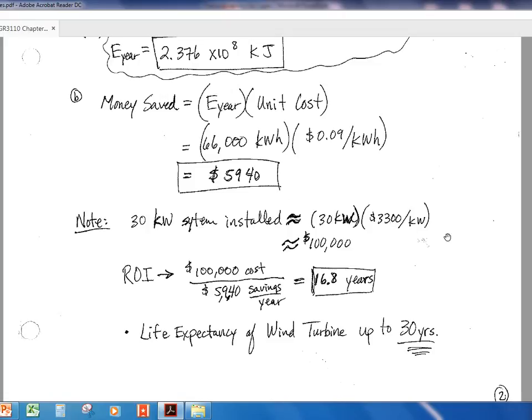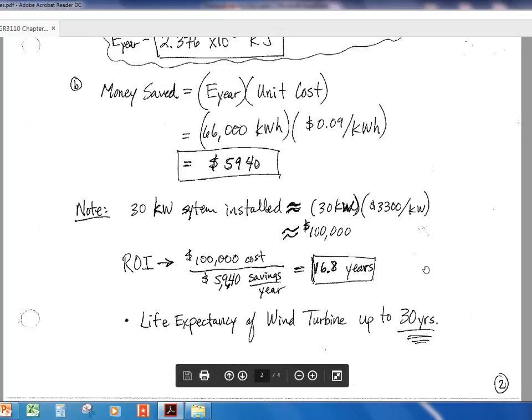Here's a couple quick notes. A 30 kilowatt system installed is about $3,300 per kilowatt to install. So about $100,000 for a 30 kilowatt system. And you'll notice that the ROI, which stands for return on investment, is $100,000 divided by $5,940 in savings per year. So it takes almost 17 years for that wind turbine to pay for itself.